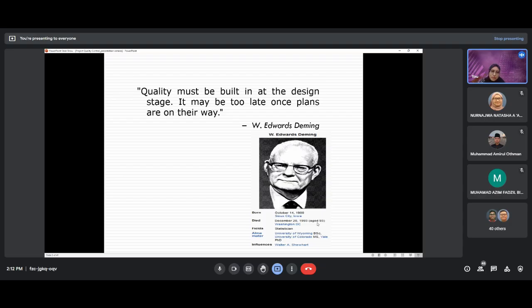Edward Deming, I'm sure you guys know this theorist because I introduced him to you during the first two classes. He said that quality must be built in at the design stage. It may be too late once plans are under way. So it means that it has to be in the planning stage, in the beginning of the project. You have to start to look into the quality and plan for the quality, so that when the construction starts, the quality can be controlled. Quality control makes sure that the product, the project or the building meets client requirements and specification. Therefore, when the project is closing, there will be no problem.